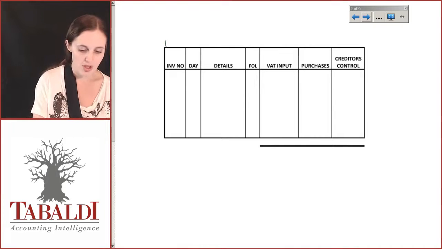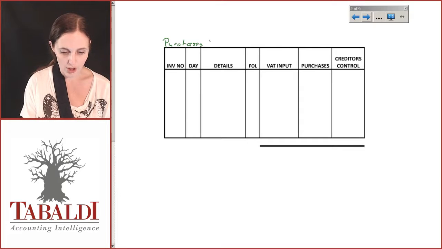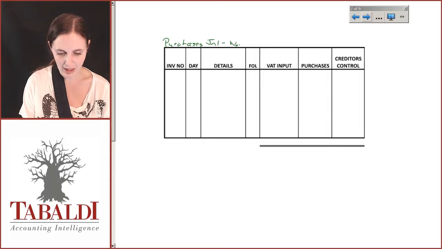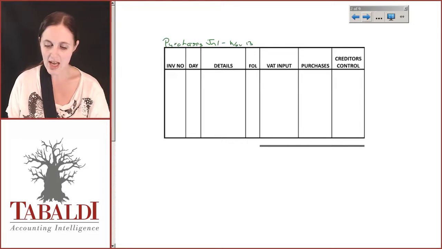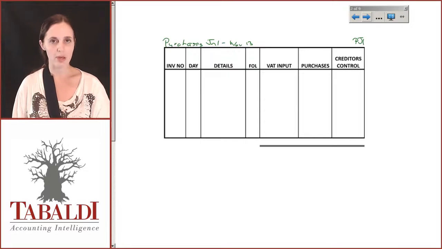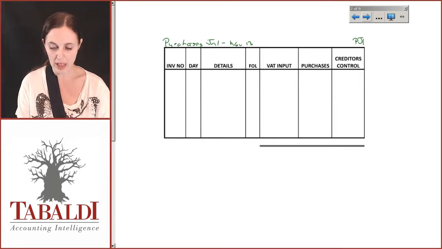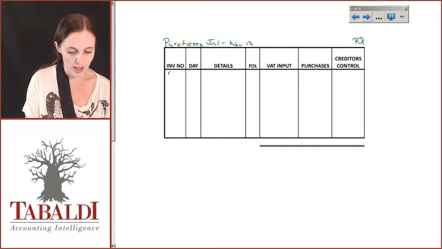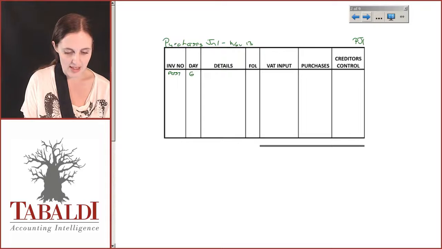So my purchases journal. Again, please make sure that we do our headings properly. So my purchases journal, again, I'm abbreviating because my handwriting is a pain, November 13, and our numbering of our folio, PJ1, making sure that our document is numbered properly, our journal is numbered properly. We're starting with P037, and it is on the 6th, and the details: we are buying from Clarity. How much?